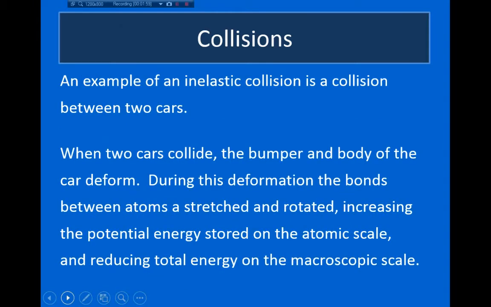Inelastic collisions are far more common. An example of an inelastic collision is a collision between two cars. The reason that energy is not conserved is because some of the kinetic energy of the cars winds up getting absorbed by the cars when they collide. When two cars collide, the bumper and the car deform. When this happens, the bonds between the atoms inside the metal of the car wind up stretching, increasing the potential energy between the bonds of the atoms. So some of the kinetic energy of the cars winds up getting converted into potential energy between the atoms inside the metal.